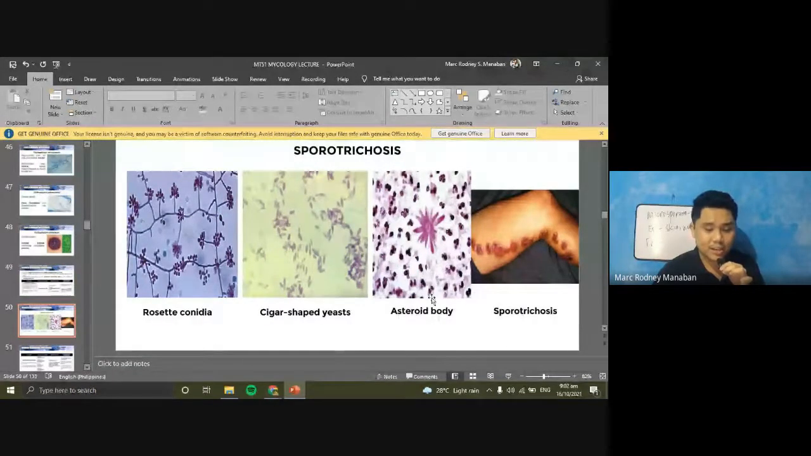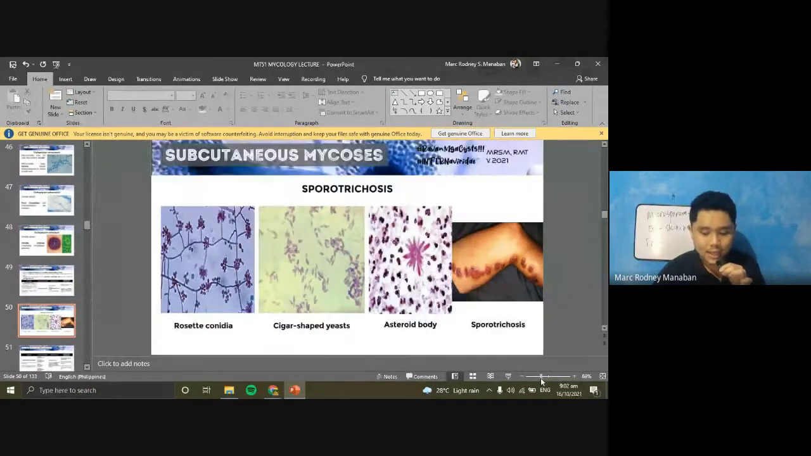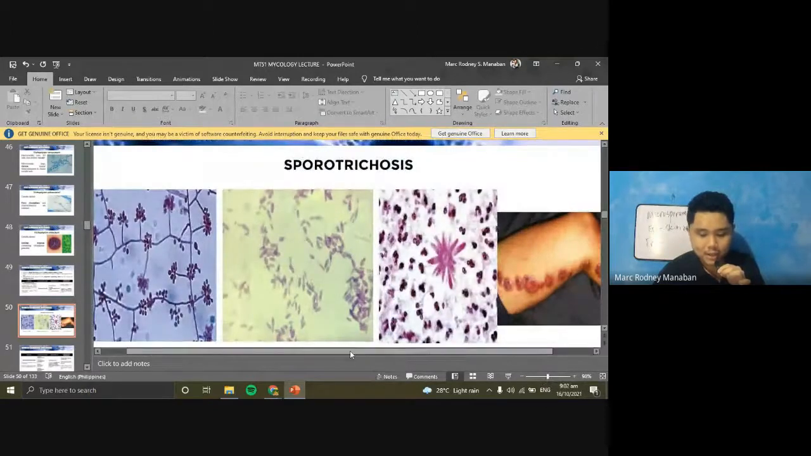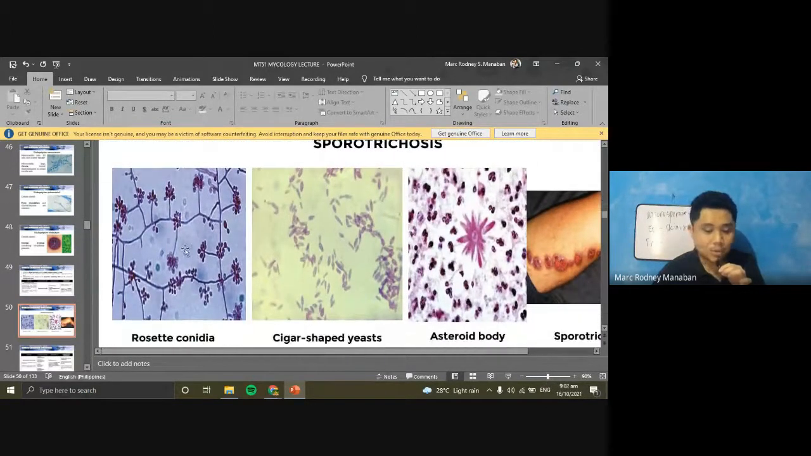This is the rosette conidia. As you can see, it looks like a flower. Rosette or daisy petal conidia. This is the mold form of your Sporothrix. This is the yeast, as you can see, cigar-shaped, like a cigarillo. And this is the asteroid body.